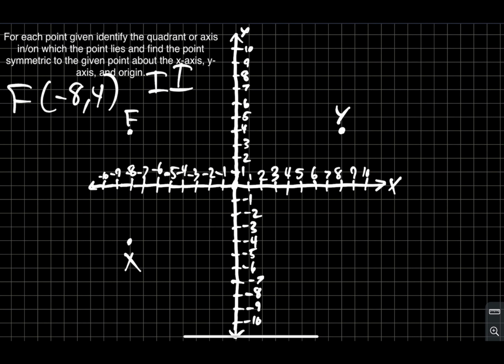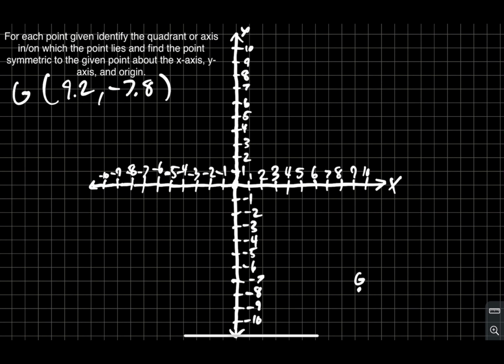And for our point symmetric to F about the origin, we need to change both values. So for point O, that symmetric point about the origin, it's going to be +8, -4. So we change the sign for the x and the y value. So our point is going to be located right here. And that's going to be point O.